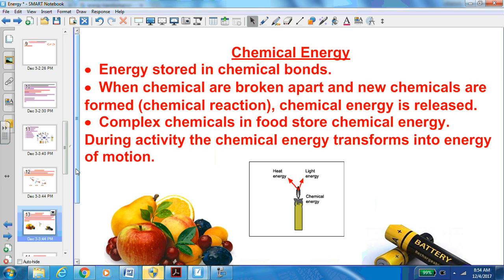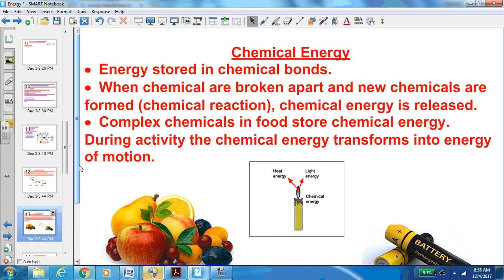Chemical energy. We've talked about chemical reactions in class, and we've talked about chemical bonds. Well, chemical energy has a lot to do with both of these. This is energy that's stored in chemical bonds. When chemicals are broken apart and new chemicals are formed, which is what we would call a chemical reaction, that chemical energy is released into other forms, such as whenever we are eating foods, which are complex chemicals. There are complex chemicals in food that store chemical energy, and then during activity, that chemical energy will transform into energy of motion.